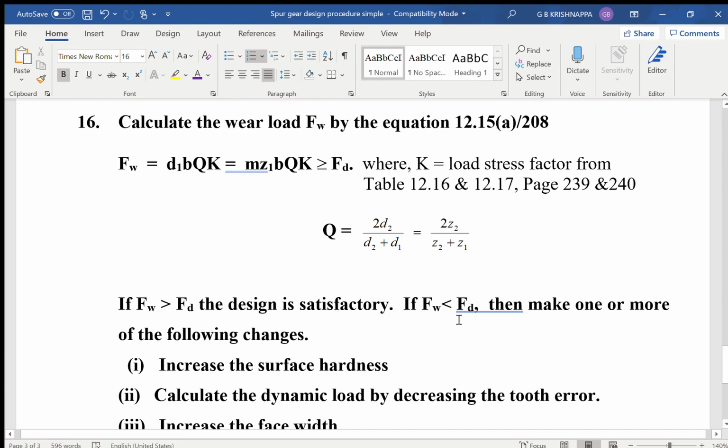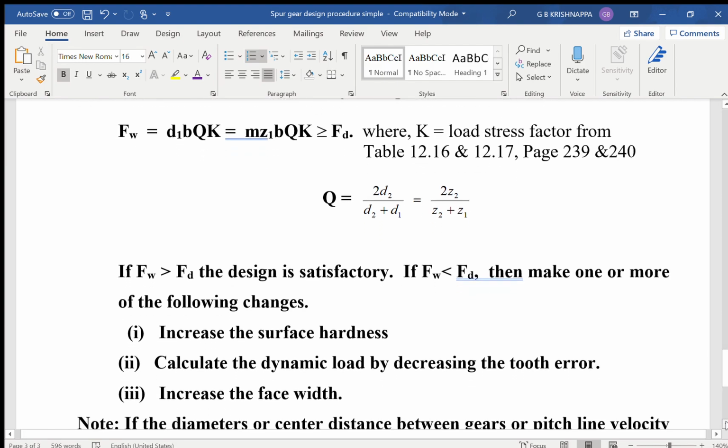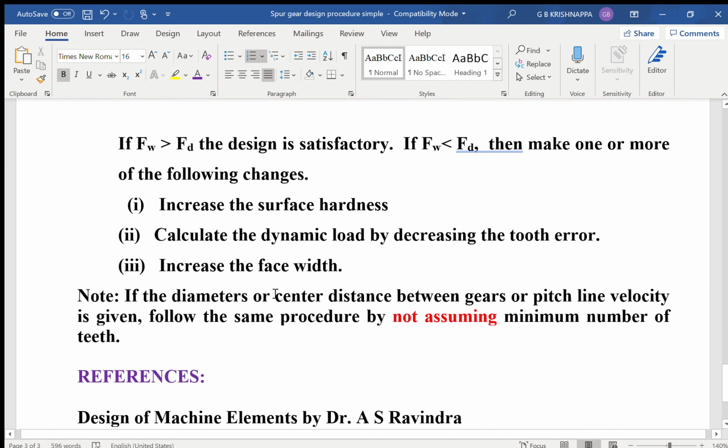If Fw is less than Fd, then make one or more of the following changes. Increase the surface hardness, decrease the dynamic load by decreasing the tooth error, or increase the face width.